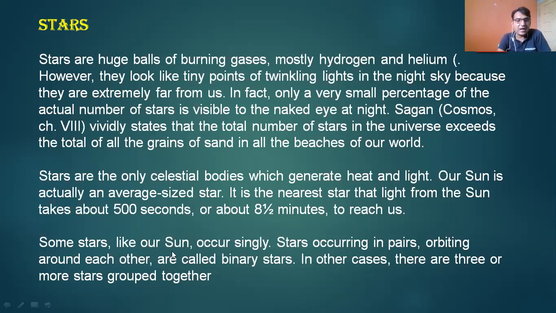Some stars like the sun occur singly. Stars occurring in pairs orbiting around each other are called binary stars. So the stars that are combined together and observed in combination are called binary stars. If you find them in pairs, they are called binary stars. In other cases, there are 3 or more stars grouped together.